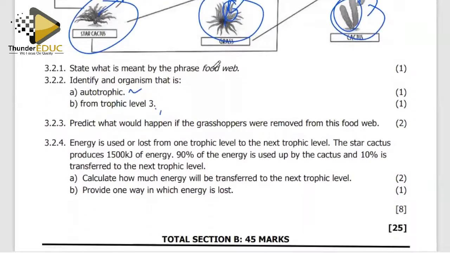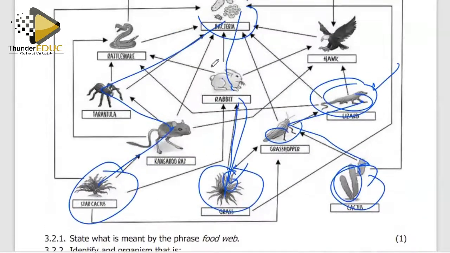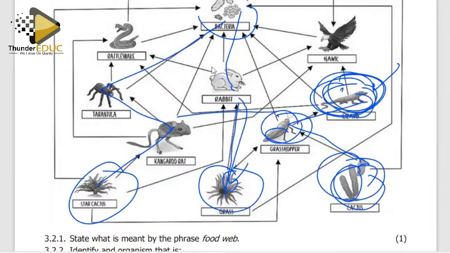Predict what would happen if the grasshopper were removed from this food web. How many marks? 2 marks. If the grasshopper is removed, automatically the cactus population is going to increase. And then what was feeding on it? The population of these ones is going to decrease. They won't die completely because they have other food sources. You understand? They have other food sources.